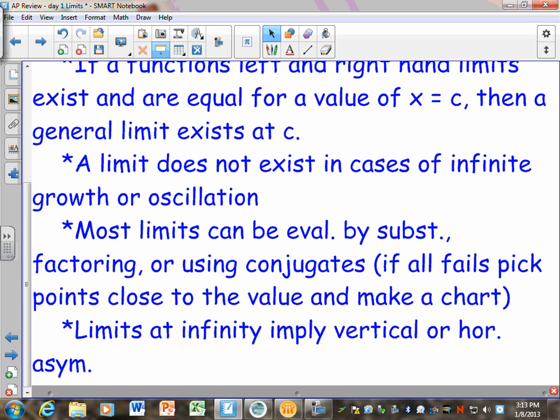Most limits can be evaluated by substitution, factoring, or using conjugates. And then remember, worst case scenario, without a calculator, this isn't very feasible. But if all else fails, remember that you can make a chart, pick values close to it, and see what's happening. If you're allowed to use a calculator, then you can always definitely look at that. And remember the big connection between vertical and horizontal asymptotes.